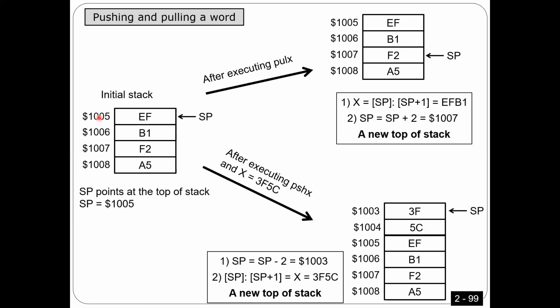As you see here, the top of the stack was 1005. Now because you are pushing a word, I'm going to have 2 more locations here, right? So here, and the stack pointer was 1005, it's going to be 1003. Is that okay? And now it is 3F5C, as you see here. Okay, guys.